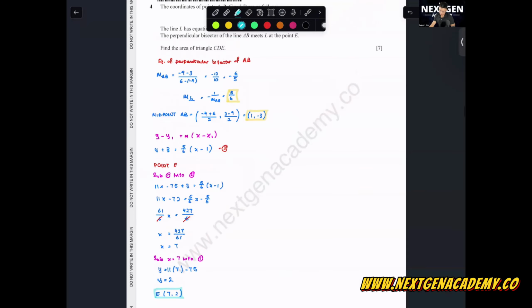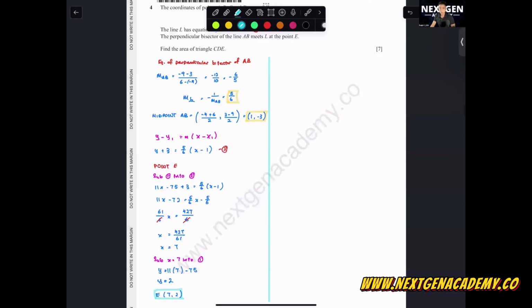Right, next one. After we have found this point E, this is what I want you all to do. Whenever your question is asking you to find the area, try to roughly sketch it out first to see whether you can do half times base times height. It's not always using the shoelace method. In a lot of the past year papers, the shorter way is to just do half times base times height.